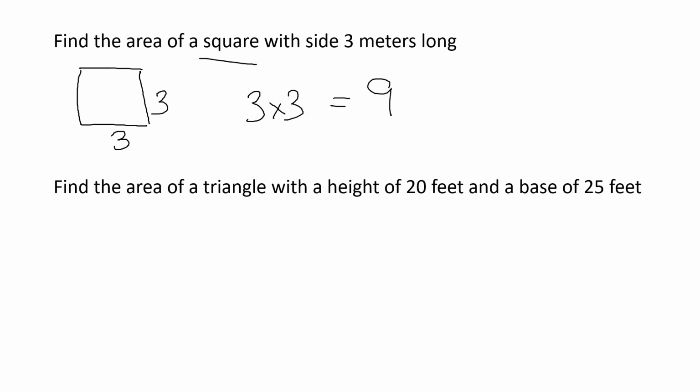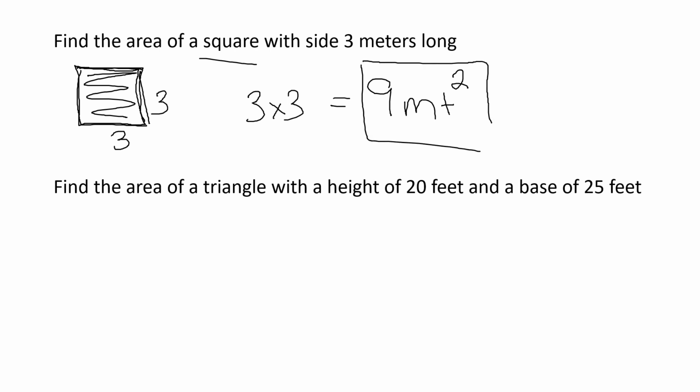Now, perimeter is just the edges. That's a 1-dimensional idea. However, the area is the inside, so it is a 2-dimensional idea, which means when it's an area and it's 2-dimensional, you're going to put a squared. So 9 meters squared is going to be the area.